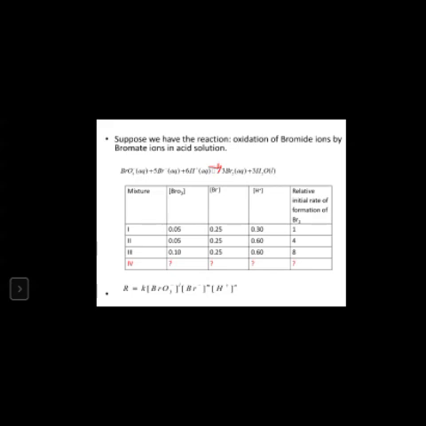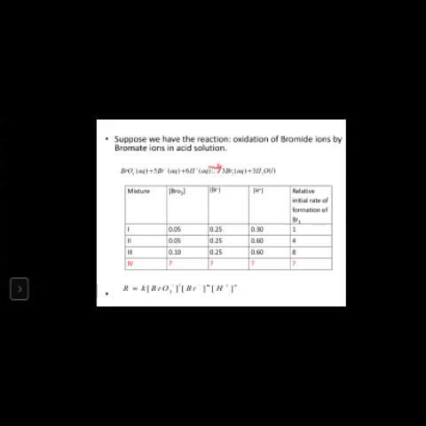So I've determined that for hydrogen now. Let's take another one, whether it is bromate or bromide. Let me take experiments 2 and 3 and see what happens. I am keeping one constant and varying one of them. If you take 2 and 3, for the bromate you see 0.05, 0.10. Then the bromide, 0.25, 0.25, so I kept it constant. The acid, 0.60, 0.60. And I found that the rate changes from 4 to 8. What is that? It's double.